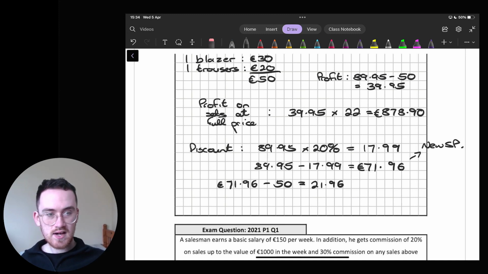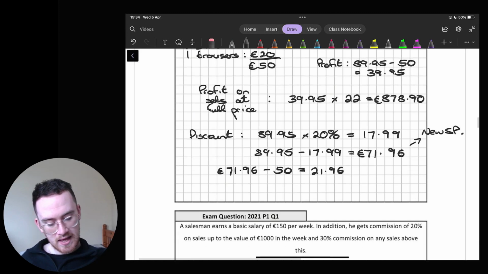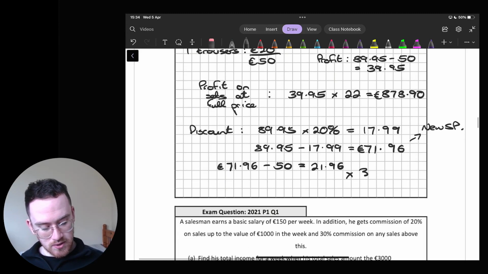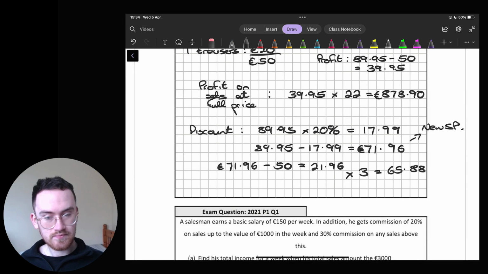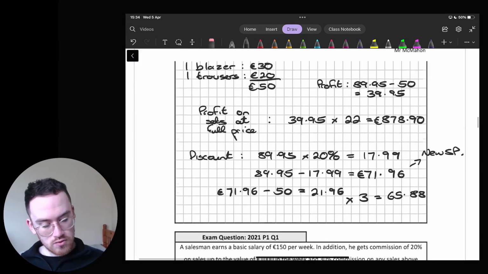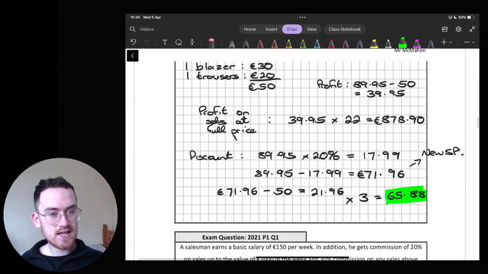So it's taken a fair hit to her profit there, actually. And she sold 3 sets at this price. So we multiply that by 3, and this is her profit, $65.88. Okay, so those are our 2 profits here. So the $65.88 is from the discounted price. The $878.90 is from the original price.